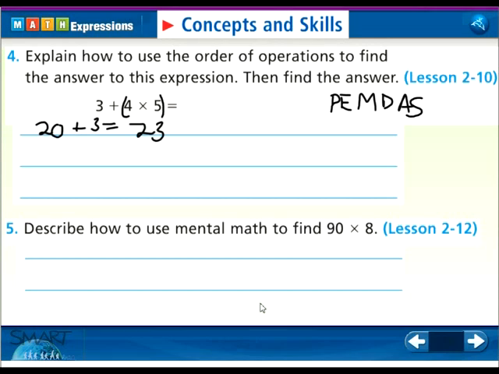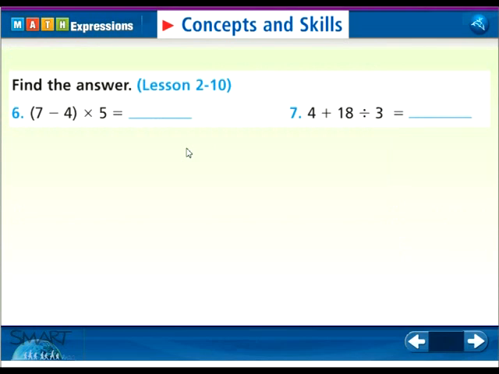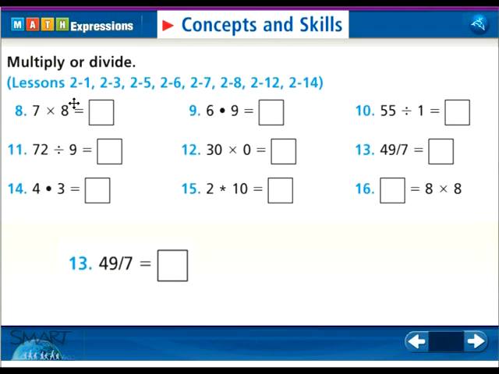Describe how you use mental math to find 90 times 8. This one is using order of operations again, and this one already has parentheses, so you can do that one on your own. Let's check this one. 4 plus 18 divided by 3. What do we do first? We better do this one first: 18 divided by 3 before we add that extra 4. You also have to multiply and divide, and let's do one problem together.